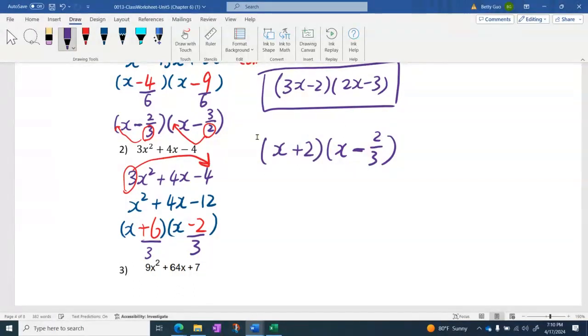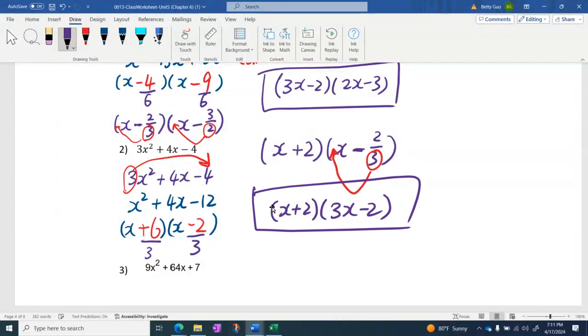So in the second parentheses, we just have x minus 2 over 3. And since in the first parentheses we do not have a denominator with the constant, we do not have to slide for that parentheses. We only need to slide this denominator in front of x. And the final answer is going to be x plus 2 times 3x minus 2. And that's it.